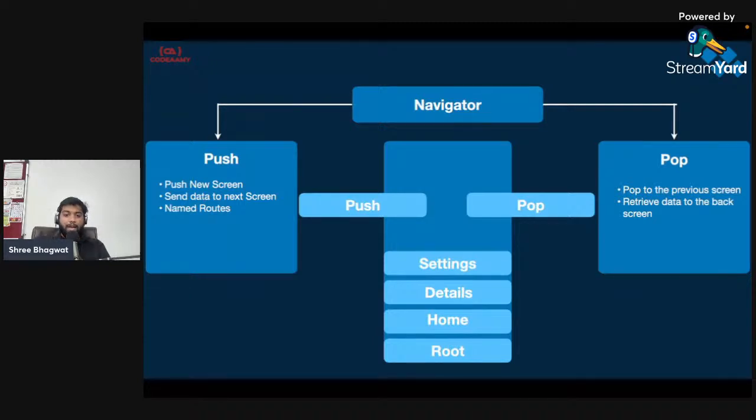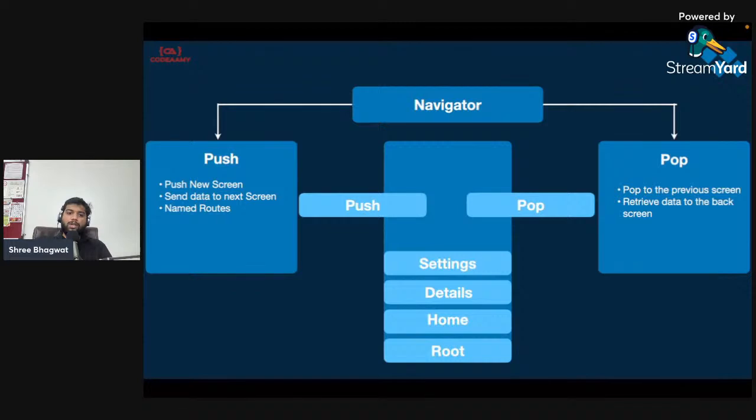And there are two main functions over here. One is push and one is pop, because our screens are kind of a stack in Flutter. So screens are arranged on top of each other. When you push, a new screen is added on top of the stack, as you can see. And when you pop, the pop removes the screen on top from the stack. So the previous screen is visible again. So push will take you forward to the screen, and pop will get you back to the previous screen.